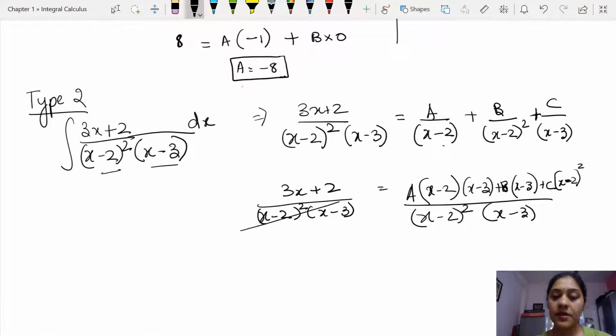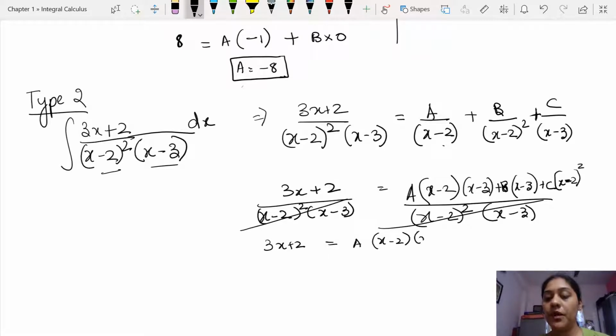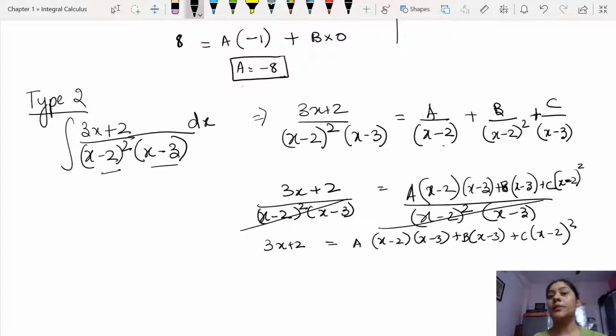Now next step is these two terms will get cancelled and then you will be left with only 3x plus 2 is equal to a into x minus 2 into x minus 3 plus b into x minus 3 plus c into x minus 2 the whole square. So the only difference from the previous type 1 is that there you had only two constants, a and b. In type 2 you have three constants, a, b and c.